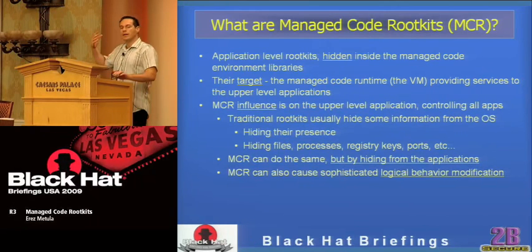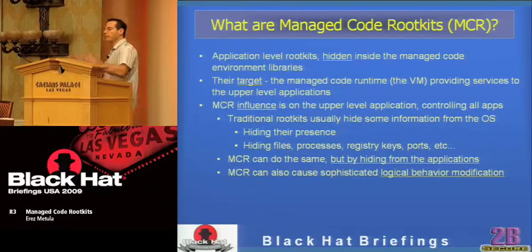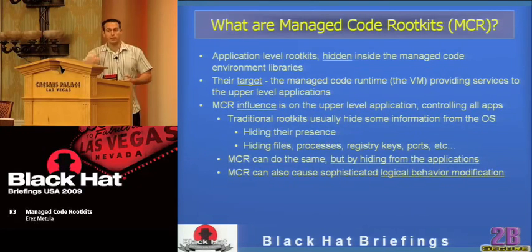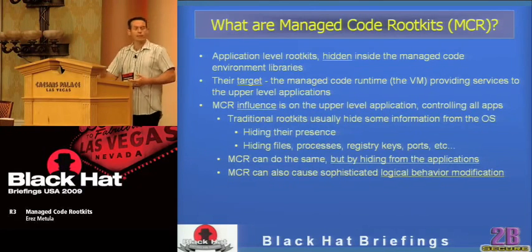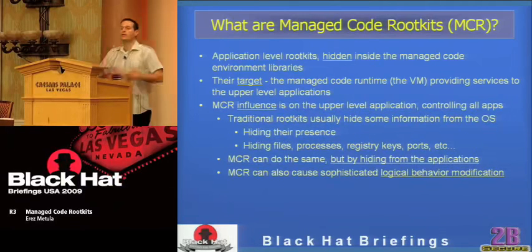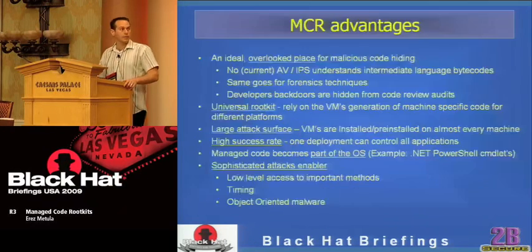And basically, managed code rootkits, MCRs, can do all of the things that traditional kernel-level rootkits do. For example, they can hide files, hide processes, hide registry keys from the application, right? Not from the operating system. So the application cannot see this kind of stuff. But they can also do very interesting things related to logical manipulation, so that we can do very interesting logical tampering that we will see later on.